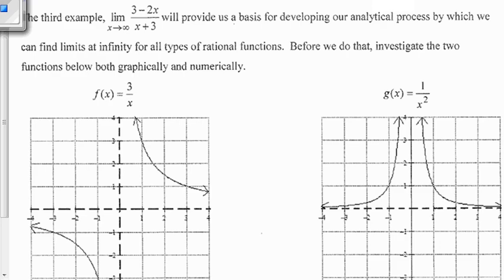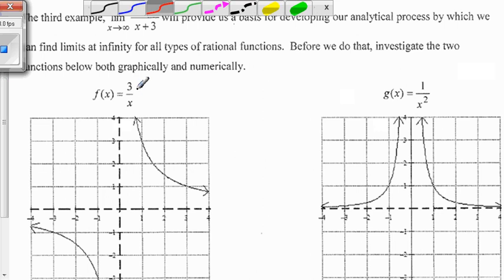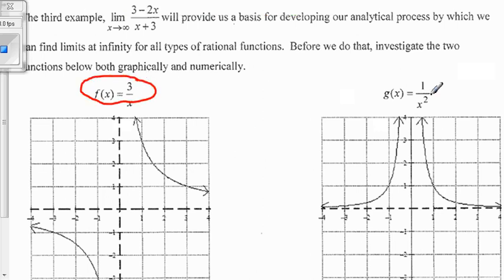All right, so this third example, the limit of 3 minus 2x over x plus 3 as x approaches infinity, is going to allow us to keep working on our analytical process by which we find the limits at infinity for all types of rational functions. So let's investigate these two new functions, both graphically and numerically. So what do we have? f of x equals 3 over x, and g of x equals 1 over x squared.